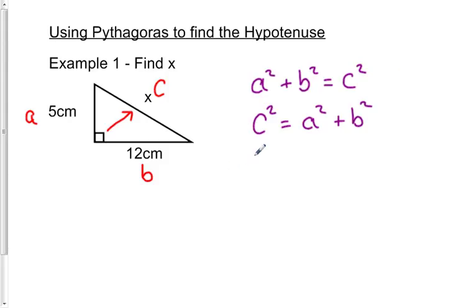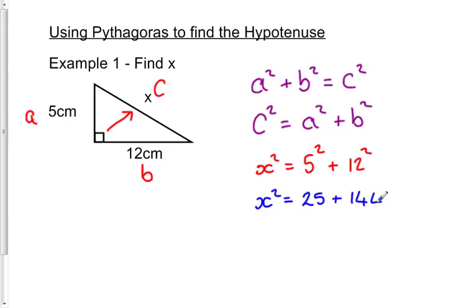So let's put in our information. And don't forget about the squareds. So c is actually the letter x, so c squared is x squared. a is 5, so a squared is 5 squared, and b is 12, so b squared is 12 squared. We've put in our numbers, put in our information. We can now solve this equation. What we have here is x squared is equal to 25 plus 144, and all we've done there is square each of these numbers. And BODMAS tells us to square them before we add them together. 5 times 5 is 25, and 12 times 12 is 144. When we add them together, we get that x squared is equal to 169.